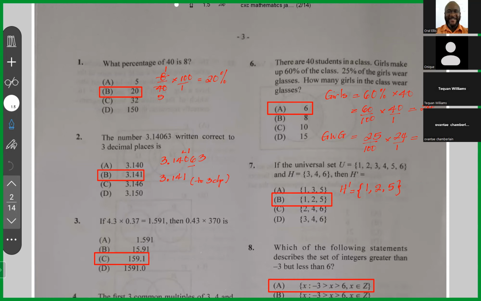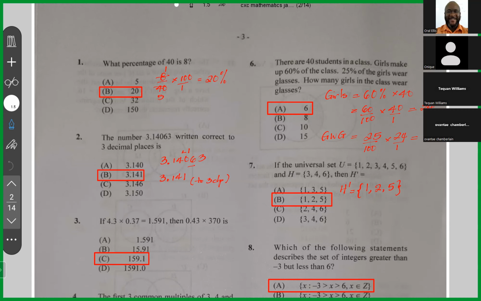Now, when you're asked to express one number as a percentage of a second number, you must write the two numbers as a fraction. The number that comes immediately after the word of must be the denominator. So it's going to be 8 over 40 multiplied by 100. And when you work that out, you're going to get 20%. So in other words, 8 is 20% of 40.